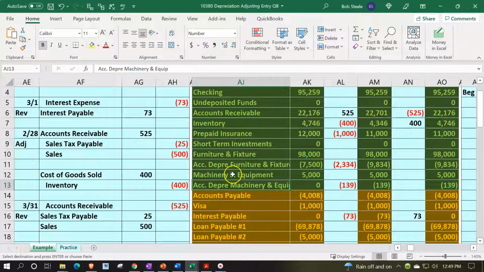Oftentimes people will make an accumulated depreciation account for each of the categories of property, plant, and equipment, allowing you to then see the cost, the amount that has been depreciated, the difference between the two being the book value. So that's what we will do here.